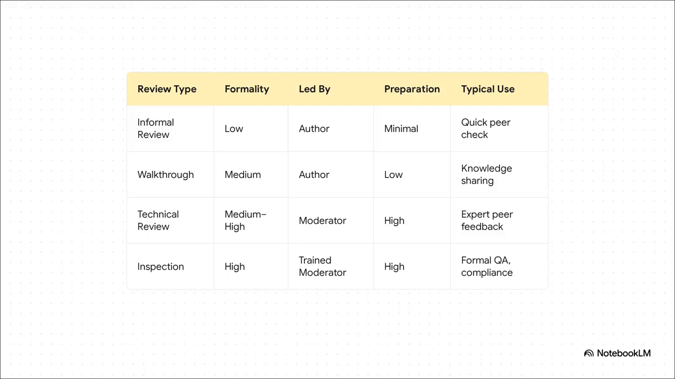Right. And these individual techniques all get used inside these broader review types, which basically just scale up in how formal they are. So an informal review is like a quick buddy check. A walkthrough is a little more structured, and the author usually leads it to share knowledge. And then you've got the heavy hitters. There's the technical review, which is a formal, deep dive with a bunch of expert peers, and then at the very top, you've got the inspection. That's the most rigorous, formal process of all.